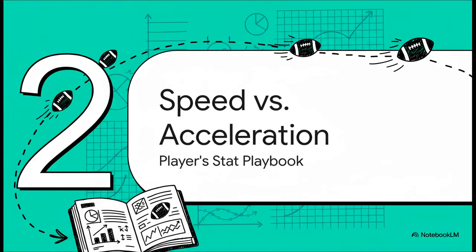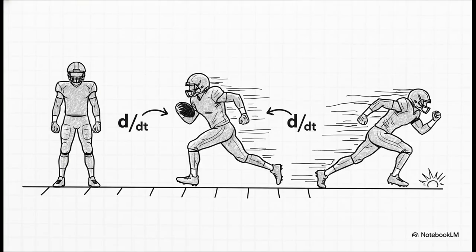All right, so we can analyze a single moment. But how does that connect to an entire play unfolding down the field? Well, to really get the whole picture, we need to track a player's motion from start to finish. We need to open up their statistical playbook. It all starts with their position, right? We can call that S of t. It's just where a player is at any given time t.